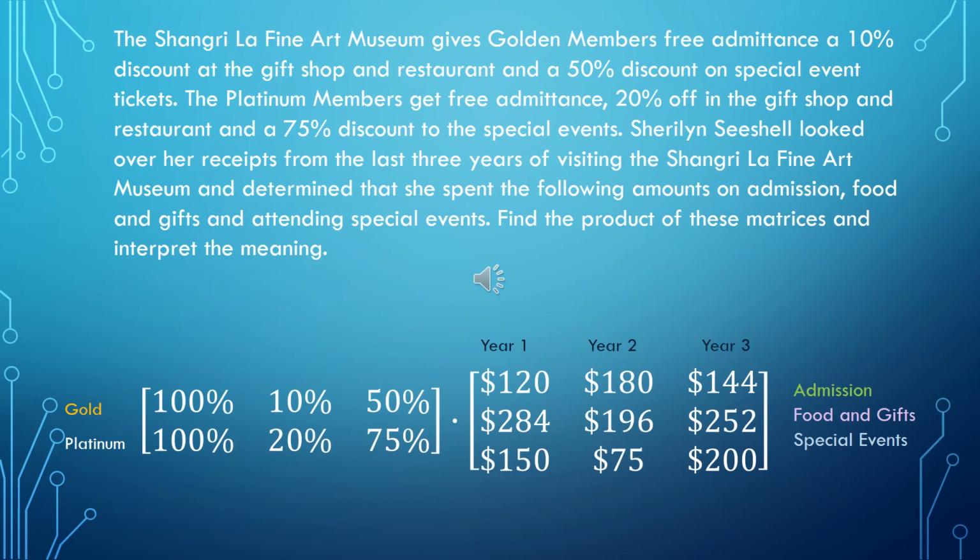So notice we are able to multiply these because the first matrix is a 2 by 3 and the second matrix is a 3 by 3. So the columns of the first match the rows of the second. So I'm able to go across the rows of the first and down the columns of the second. I can multiply them.